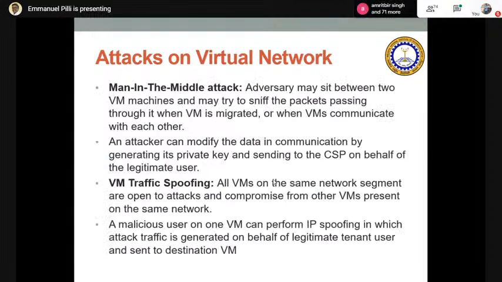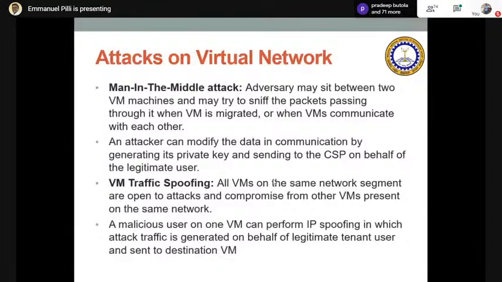If you look at the man in the middle attack, the adversary may sit between two virtual machines and may try to sniff the packets passing between them when a VM is migrated or when VMs communicate with one another. The attacker can modify the data in communication by generating its private key and sending it to the cloud service provider on behalf of the legitimate user. So somebody sitting in between can read the data communicated between two virtual machines, get those packets, try to understand them, and then modify the communication and send it to the CSP on behalf of the legitimate users.